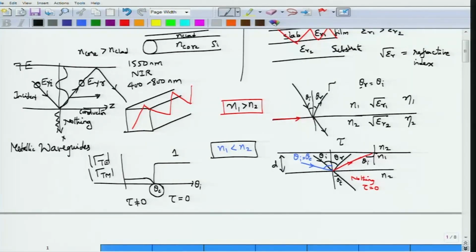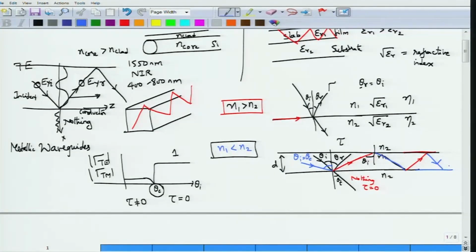Obviously there has to be one more total internal reflection, which would then bend light again back to the first medium, right? So this is my incident or the first medium. Once again there would be reflection at this stage, and then there would be one more reflection. And eventually what you see is that the wave, by following this zigzag path, has actually managed to travel from one point on the film to the other point on the film.